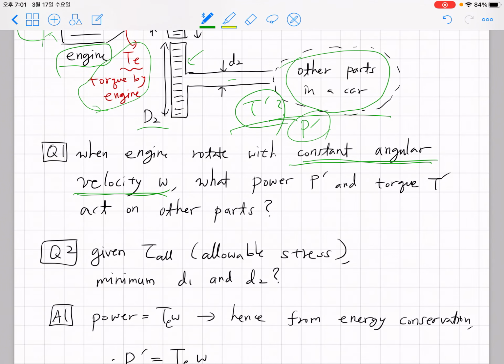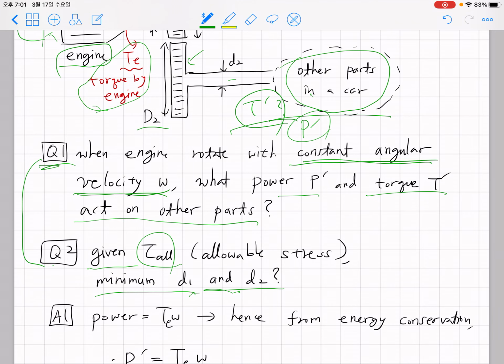In addition to that, the second question is, given allowable stress tau allowable, tau ALL, what will be the minimum d1 and minimum d2? The shaft must be thicker than minimum d1 and minimum d2. If the shaft is too thin, you might expect a fracture under the torsion. So we have to approach Q1 and Q2 based on the knowledge we have learned until now in ME231, and of course we have to borrow some knowledge from freshman physics. So let's first consider the first question. What will be the power and torque delivered to other parts of the system, which is here.